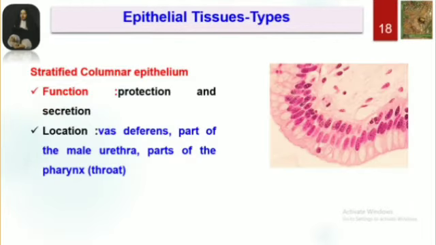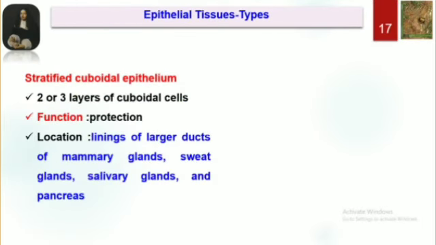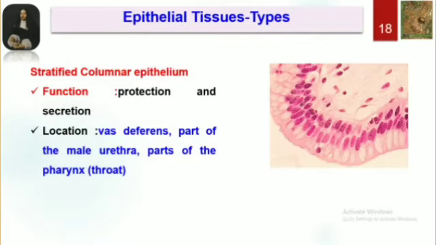Stratified cuboidal epithelium has two or three layers of cuboidal cells. The function is protection. The location is the lining of larger ducts, mammary glands, sweat glands, salivary glands, and pancreas. We have also got stratified columnar epithelium, the function being protection and secretion. It is located in the vas deferens, part of the male urethra, and parts of the pharynx.